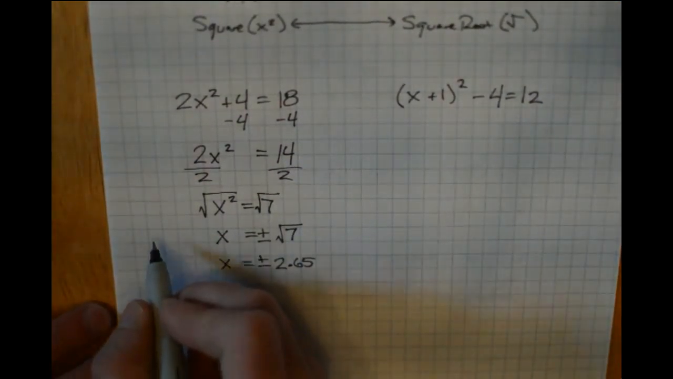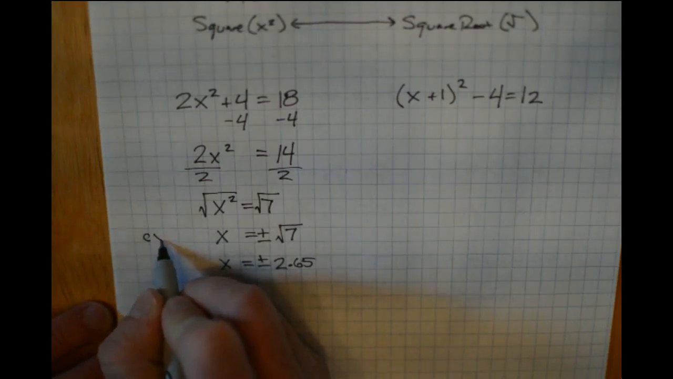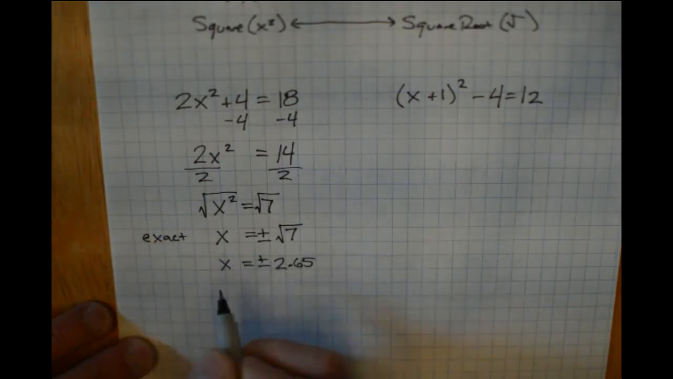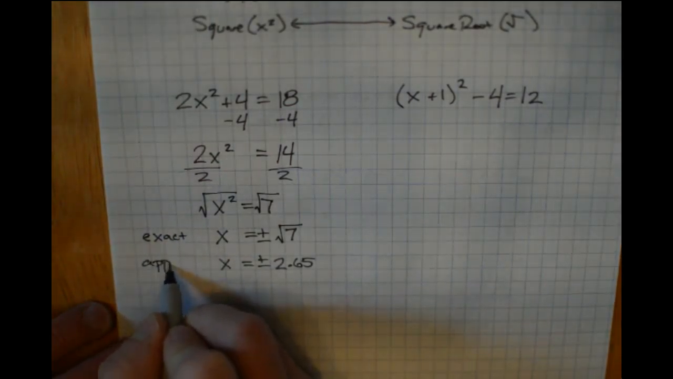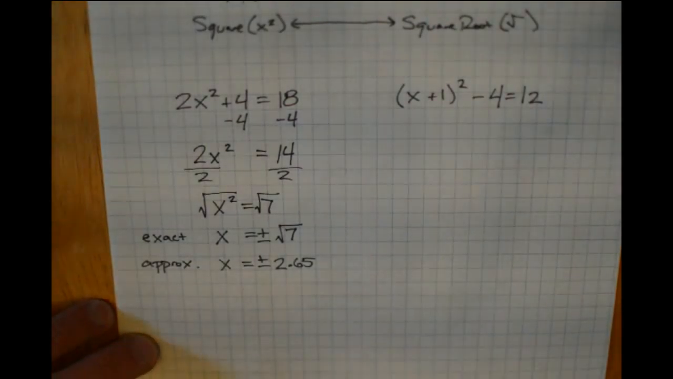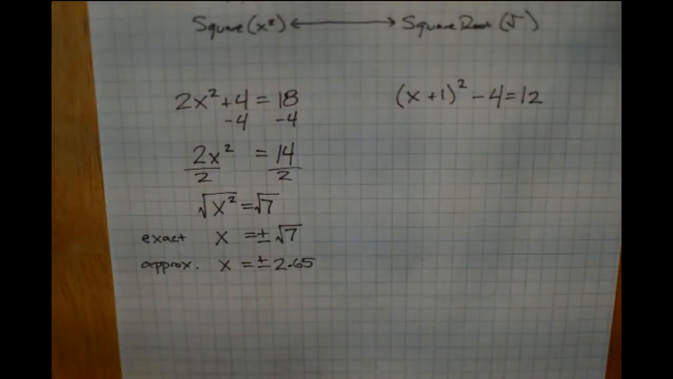This first answer that leaves the radical as it is, or simplifies it, is called an exact answer. And this answer that we rounded is called approximate. Which one you should go for depends on the setting that you have and the instructions of the problem.